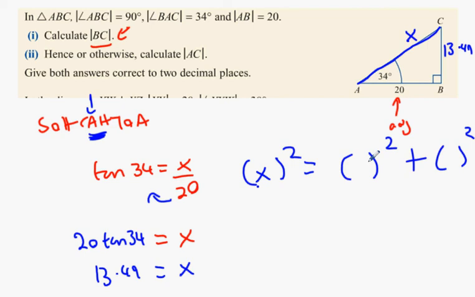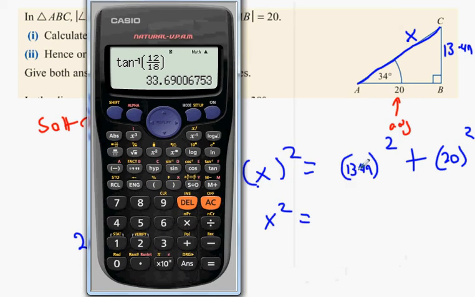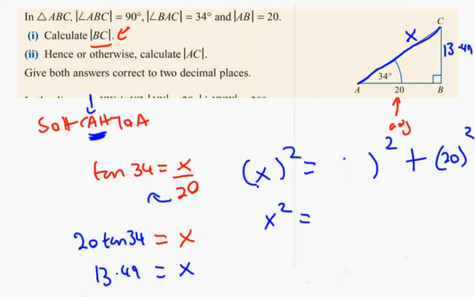X squared. This part here? 13.49 squared. This part here? 20. Put into the calculator. X squared equals, what's it? 13.49 squared plus 20 squared. Oh dear. 13.49 squared plus 20 squared.